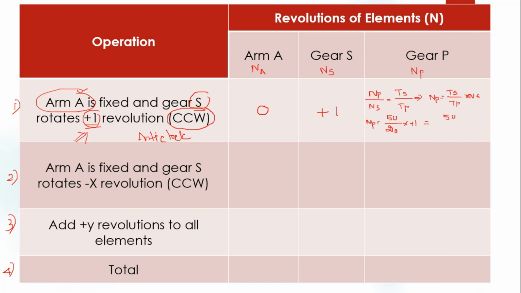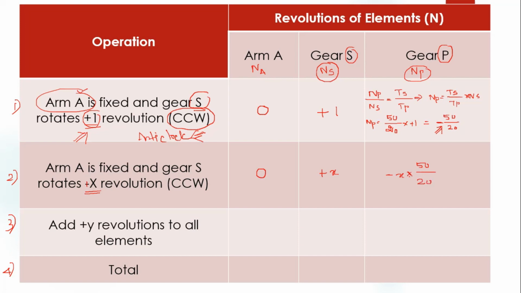So 50 divided by 20, which is the speed of NP, but the sign is opposite, I mean negative, because the direction of gear S is anti-clockwise. Then what about gear P? Gear P rotates automatically in clockwise direction, so that's why here negative sign, right? So next, the second condition, arm A is fixed and gear S rotates plus x revolution, right? Plus x revolution. So here the arm is fixed, that's why 0, and instead of plus 1, plus x, and here minus x into 50 divided by 20. This is the equation, right?